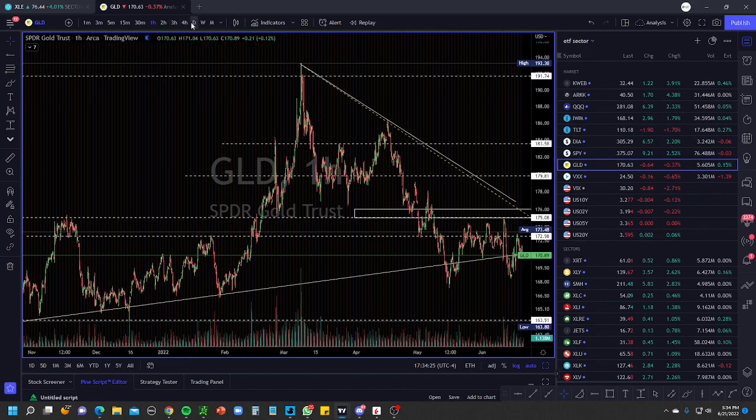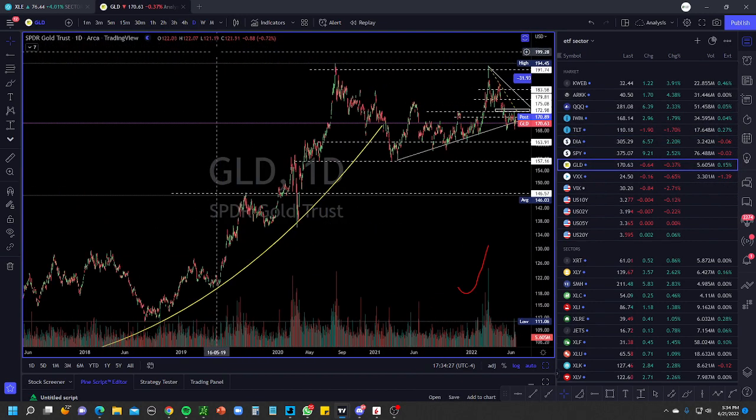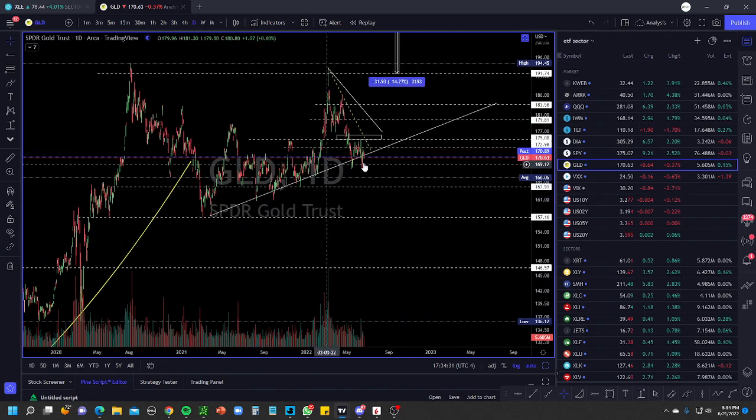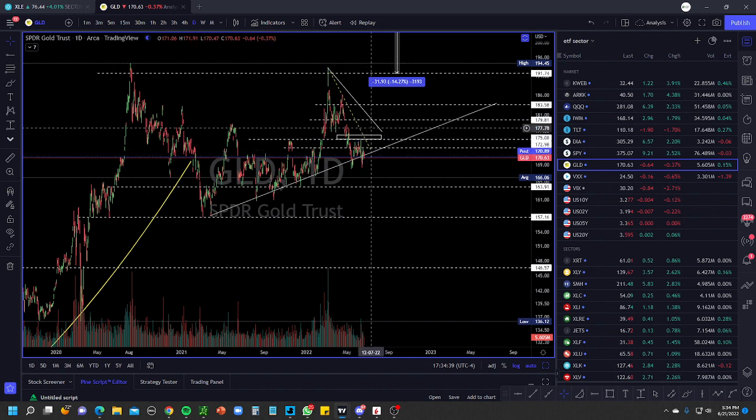Gold itself is consolidating right now in this upper range. It's trying to hold its levels here, but it's not. I feel like it's going to go back down and test 164. If it loses 164 support, we're going all the way down to 157. So these are big levels on gold that need to be held. Otherwise, we're going to continue to fall and fall aggressively.